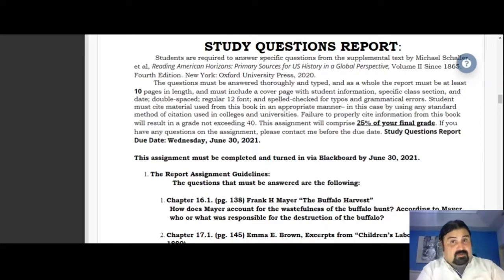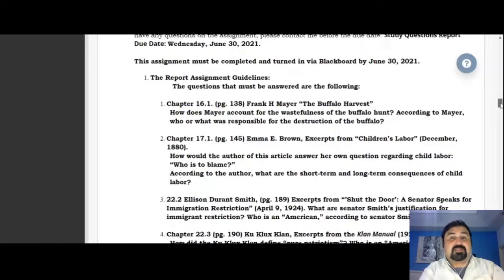It's 25% of your final grade. It's 25% of your final grade. So it's very important that you pay attention to this assignment. There are students that excel on the exams, but for some reason they just don't do the study questions report. That's 25 points off of your final grade. So it brings your grade down to a 70, 75 max. So please make sure to complete this assignment.